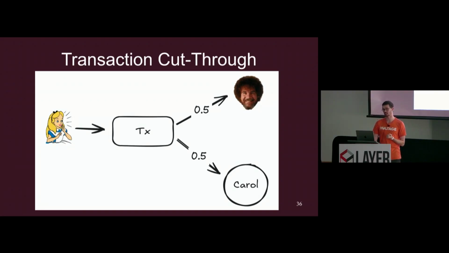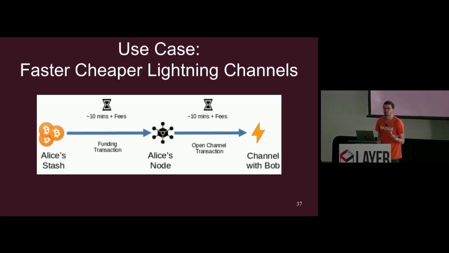So this is the transaction cut-through idea. It's the idea that if you have multiple transaction intents, if you have multiple transactions you need to make, it's possible to redirect the outputs of incoming transactions to serve those purposes instead of creating whole new transactions. So what's one use case of this? Well, Lightning. Faster, cheaper Lightning channels.